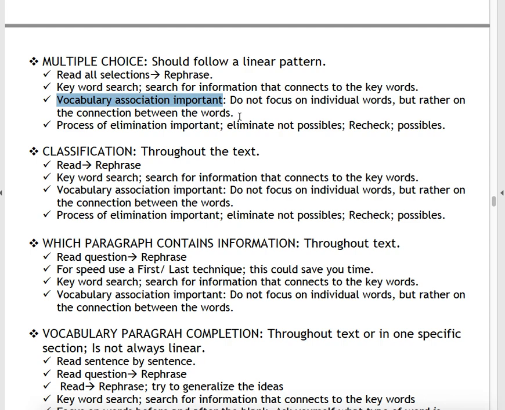We want to find connection between words, not just choose answers for the words. And the process of elimination. Okay? Meaning not A, not B, not C, so D. Okay.